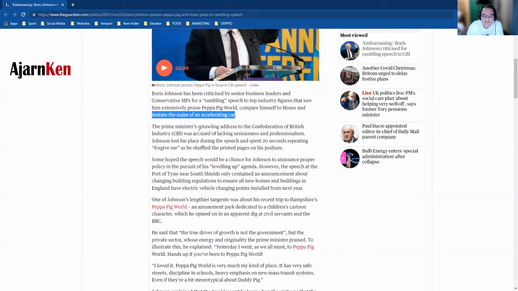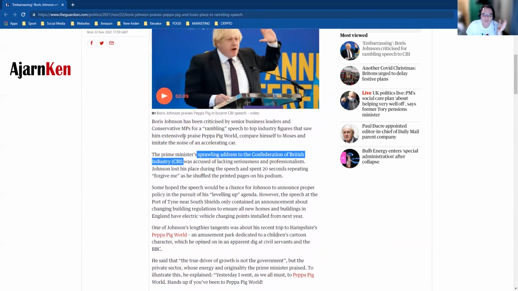The Prime Minister's sprawling address to the CBI here. An address is when you give a speech. I know address is perhaps the house where you live, right? But if you address someone, to address means that you give a speech to someone. So in this situation, he's standing up, you'll see it from the photo there, and he's giving a speech to a lot of business leaders. So he's addressing the business leaders.